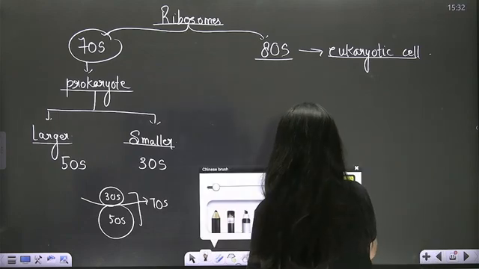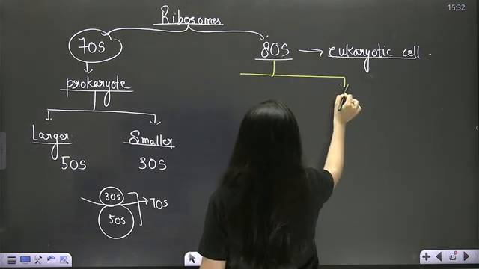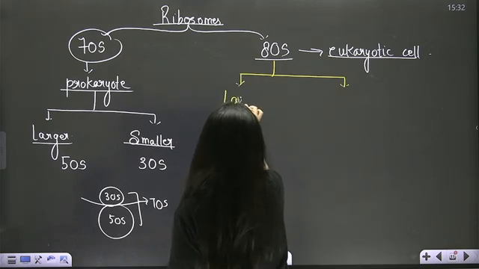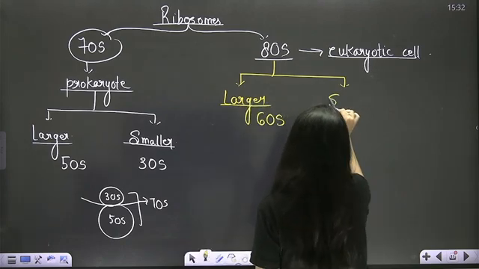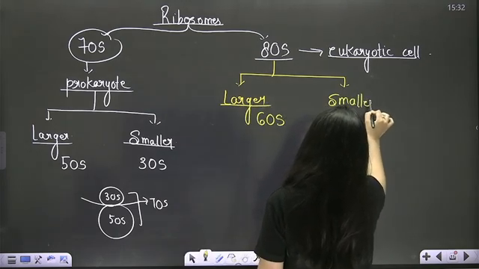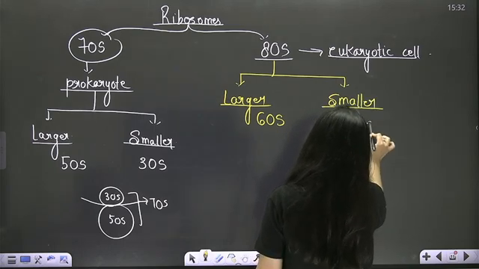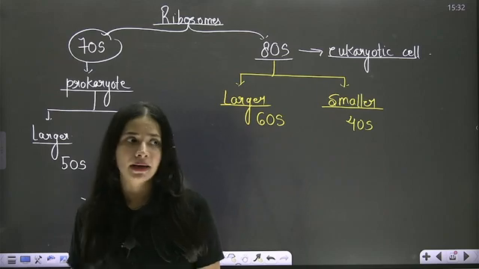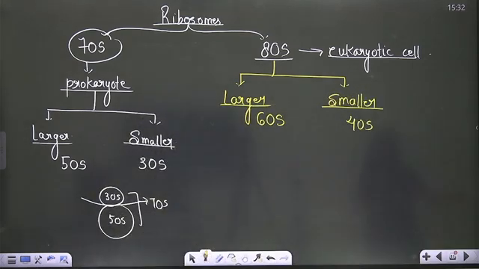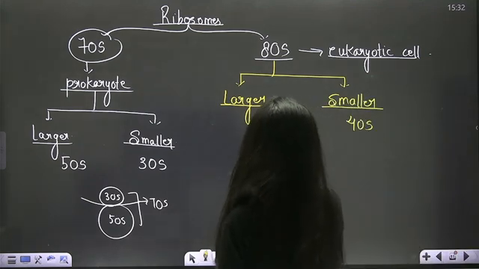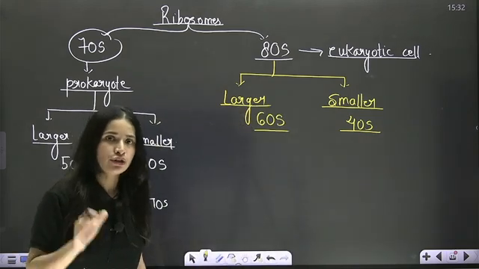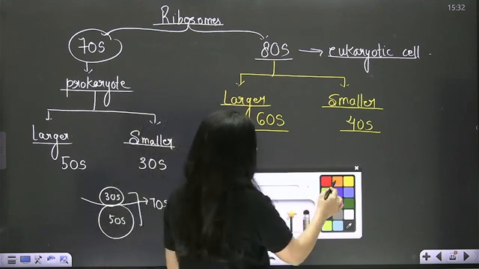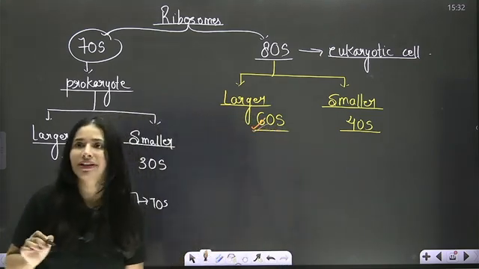Similarly, this 80S is also made up of two units. The larger is 60S and the smaller is 40S. Again, you don't have to add, otherwise it will become 100S. This is again just on the basis of their density gradient. So you need not add these values. Right? Clear? Chalo. Now, a question arises: ma'am, okay, you told that these numbers are on the basis of density gradient.